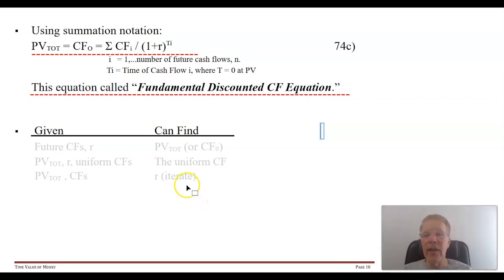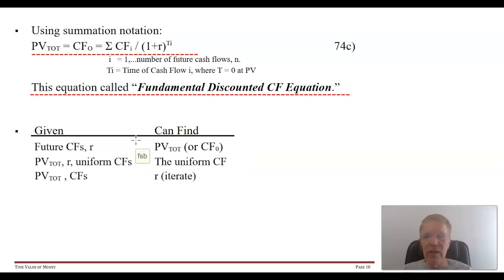And just looking at this equation, there are a few things we can say about it. If we're given all the future cash flows and we're given R, clearly we can easily compute PV tot or CF0. Okay, so we've got that figured out. How about if we know PV tot and we know R, and what if we know all the future cash flows are the same? That's going to happen a lot. If that's true, then we can pull this constant number out of the summation sign, and in that case, we're going to be able to solve for that uniform cash flow. And we'll see how to do that in just a second.